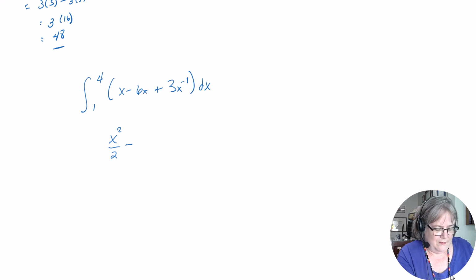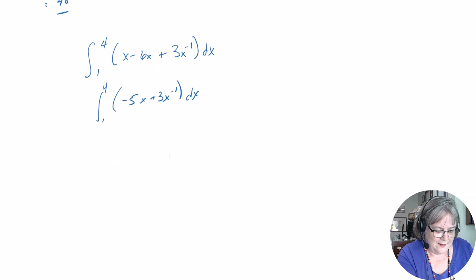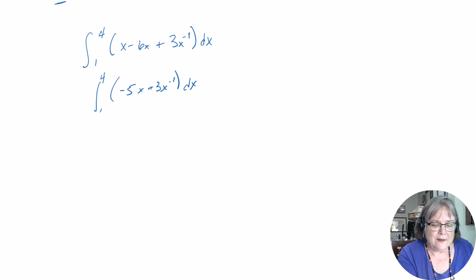I guess really if I'm going to add this x and this minus 6x, I could say it's minus 5x, and integrate that. That would be legal, wouldn't it? And yes, it is. All right. It's supposed to be plus, but it doesn't look like it. All right. Here we go. So I have minus 5, add 1 to the power, divide by the new power.